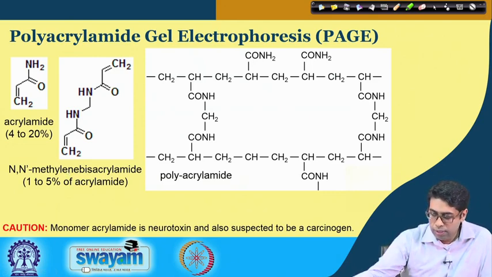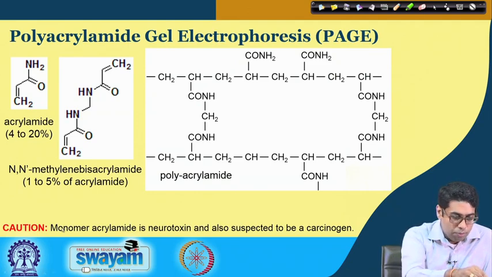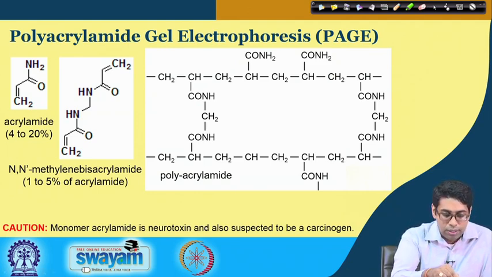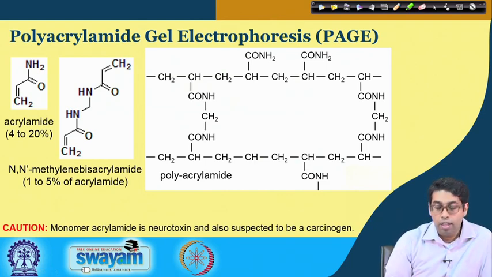Also, one caution: the monomer acrylamide is a neurotoxin, and it is also suspected to be a carcinogen. So, one has to be very careful while handling the monomers. Once it polymerizes into a gel like this, then it is not harmful, but the monomers are harmful. So, we have to be careful when we are handling the monomeric acrylamide solution.